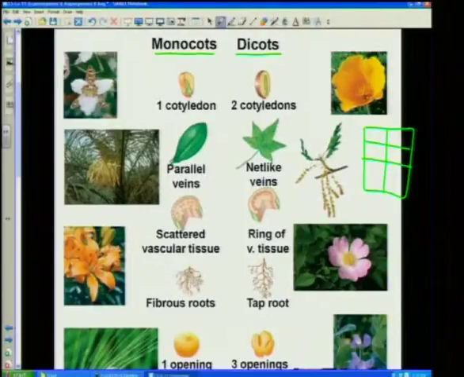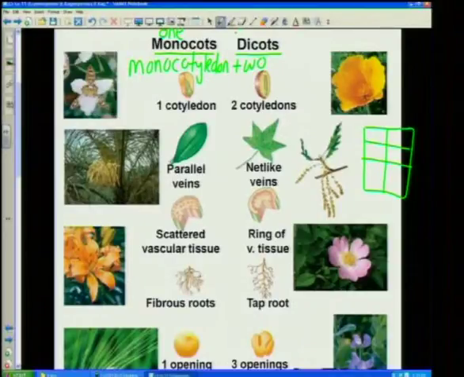Right, let's start with the cotyledon. Now the word mono means one. One cotyledon, and two. The word monocotyledon, I think this is the word, monocotyledon.